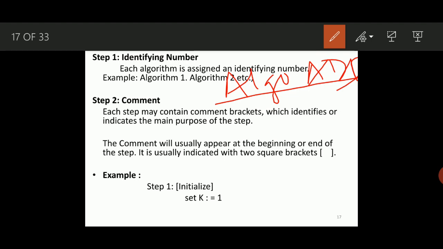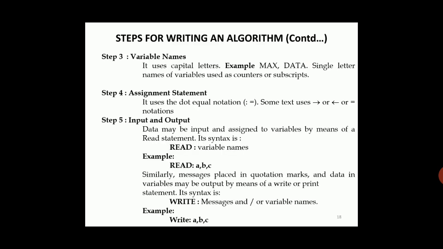That means each step can contain a comment bracket, which identifies and indicates the main purpose of this step. That means you have to write the main purpose of this line, and we have to put this line in a comment. Here we have to write an example. This one is step 1, this is initialization. That means we have to comment the line. Okay, that is the initialization step.